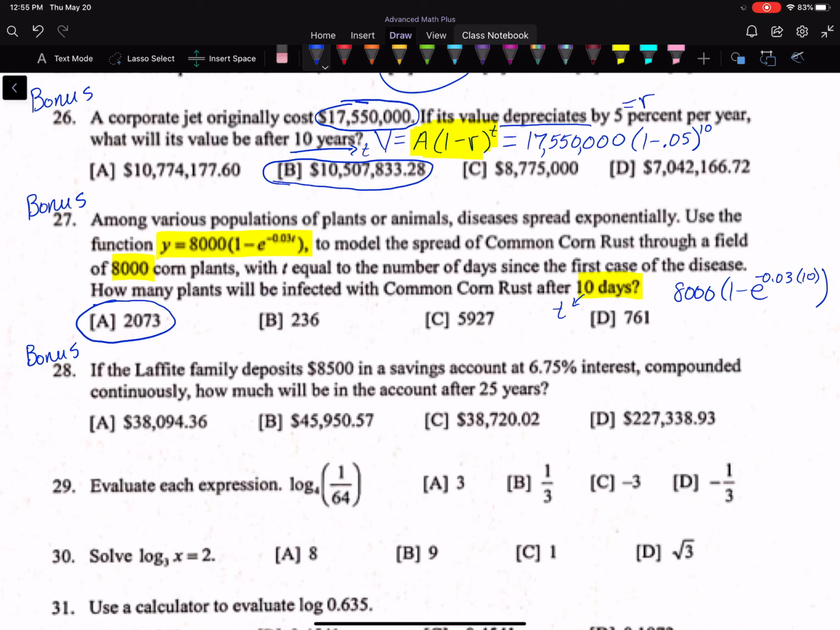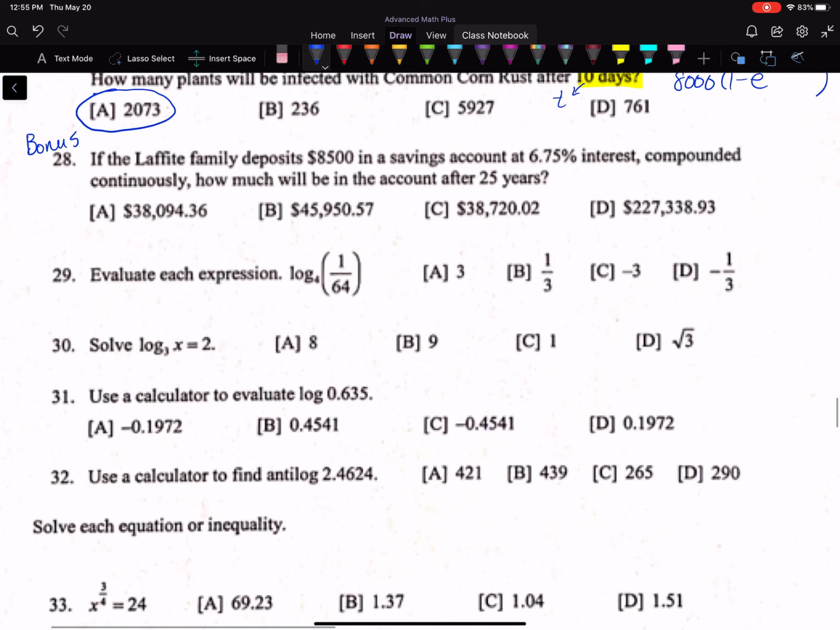Easy enough. That's some good bonus questions right there. There'll probably be about 2 points each. All right. Last one. One more formula to know. It says if the Lafitte family deposits $8,500 in a savings account at 6.75% interest compounded continuously. So this compounded continuously is what makes us have a different formula here. How much will the account be after 25 years?